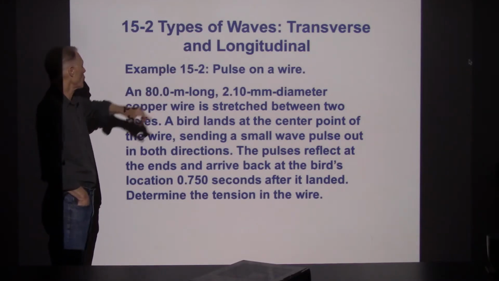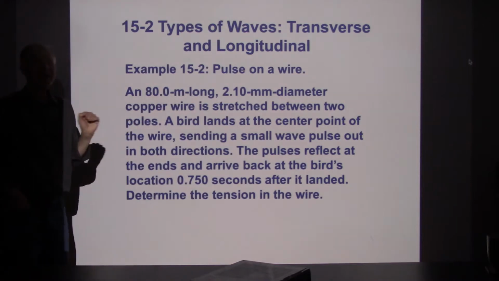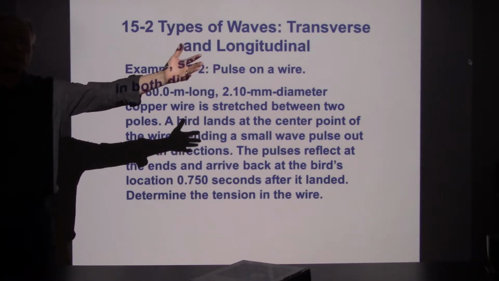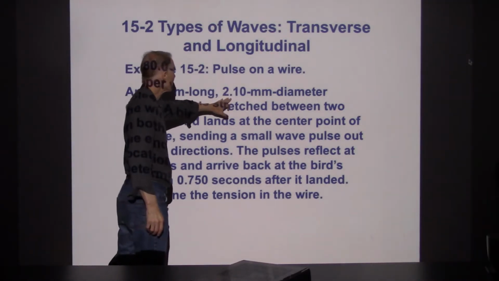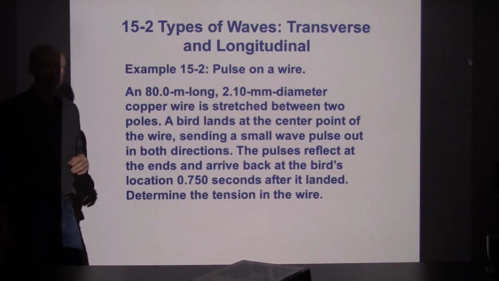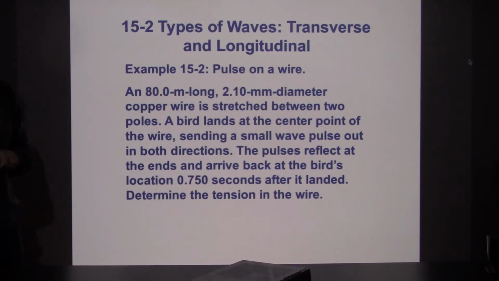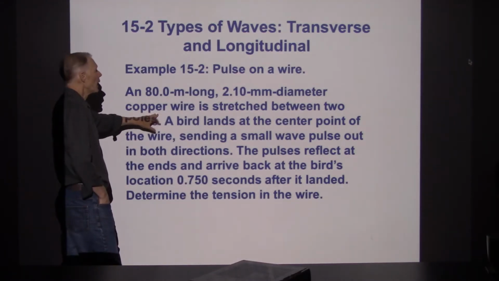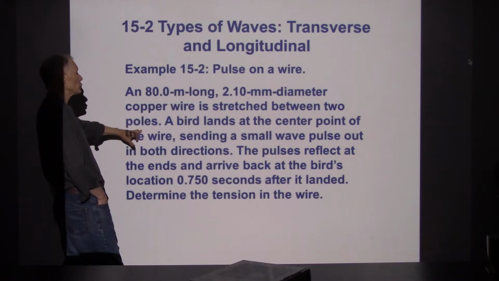Let's say that we have a wire, it's a copper wire, it's 80 meters long, so it's not short. This goes most of the way across the soccer field or football field at 80 meters. The piece of copper is 2.1 millimeters in diameter. Now, I didn't know copper was that sturdy, but maybe you do. Anyway, a lot of wiring is done with copper. 2.1 millimeter diameter copper wire stretched between two poles.